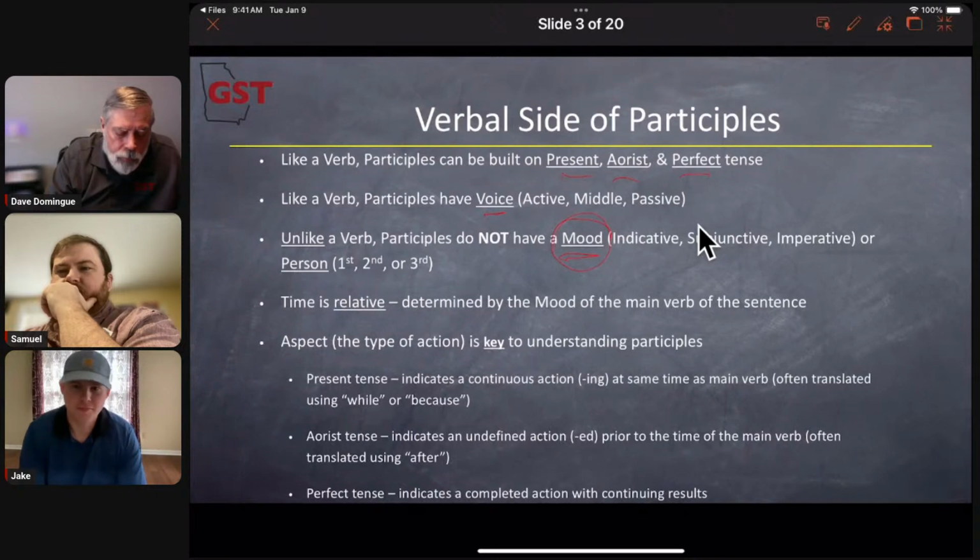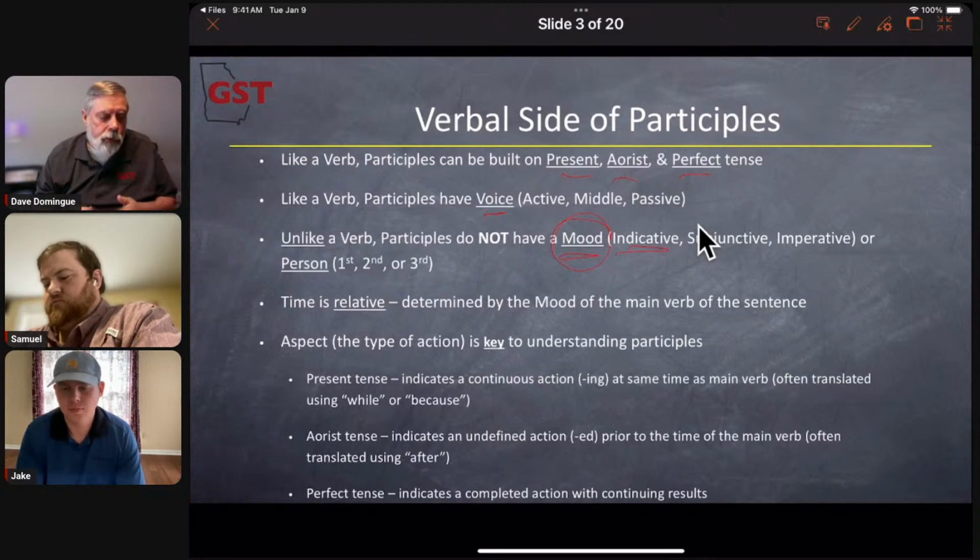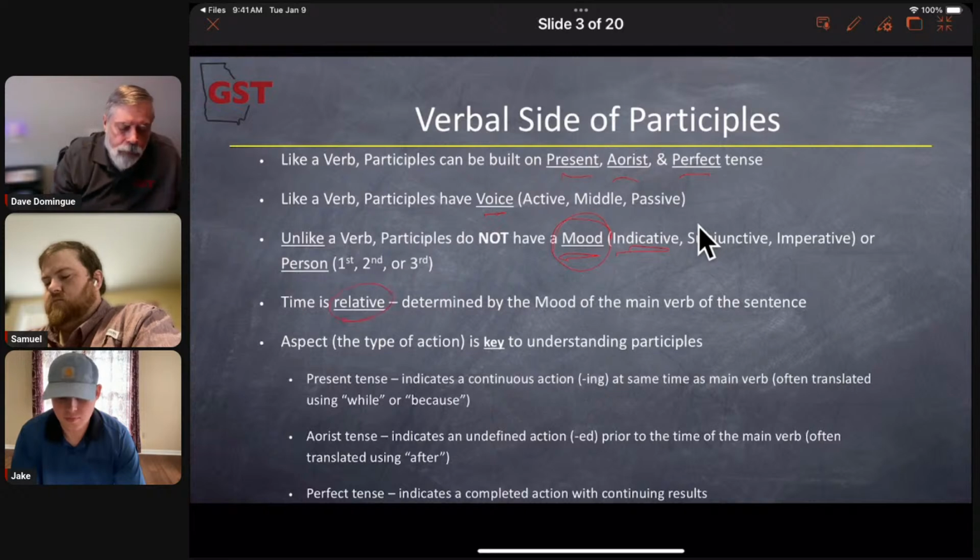There's no mood, and specifically the indicative is associated with absolute time, and once we move out of the indicative mood, the emphasis on time changes depending upon what mood you're in. On a participle, the time becomes relative, and that's really the key, where it's determined by the main verb as well as the tense. So what we want to emphasize is not so much time, but the aspect or the kind of action. That is really the key to understanding how participles function in a sentence.